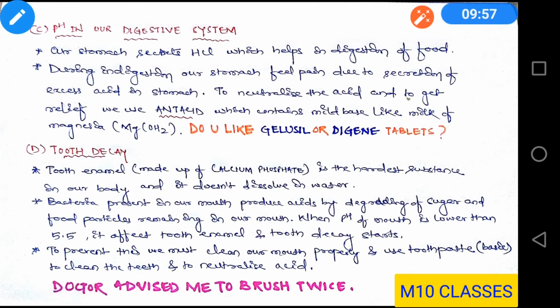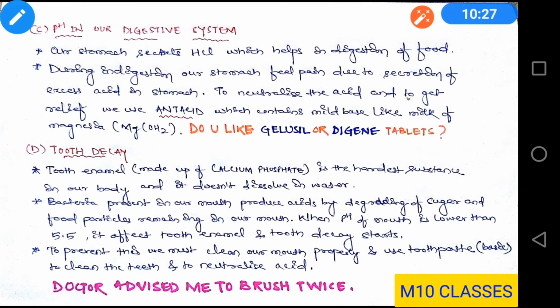And what is an antacid? You might have heard about Gelusil, Digene. It is used in your home in case of indigestion. They contain a mild base like milk of magnesia, that is magnesium hydroxide, and it neutralizes the acid in your stomach. So students, if you find your Digene or your Gelusil at home, just go through the components of this Gelusil and Digene. Next comes tooth decay.